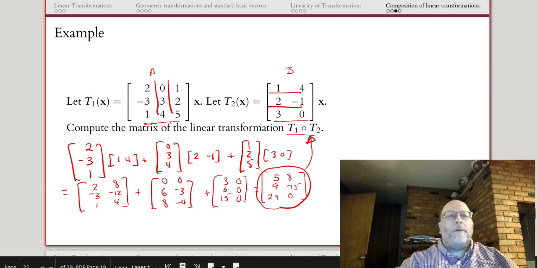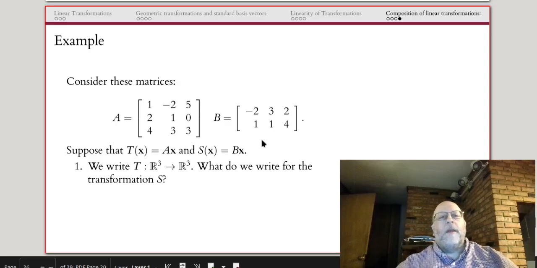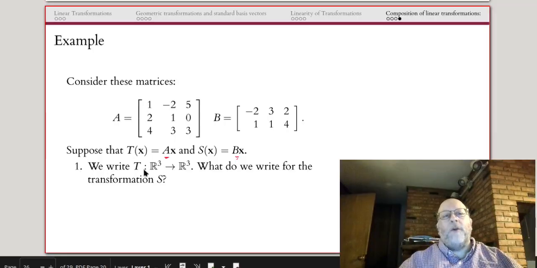One more example. It's got a couple of parts to it, but we will wrap up in a moment. So we're going to look at these two matrices. T is generated by the matrix A, S is generated by the matrix B. In part 1, it says we write that T goes from R3 to R3. So what do we write for the transformation S? Now this is a 2 by 3 matrix.